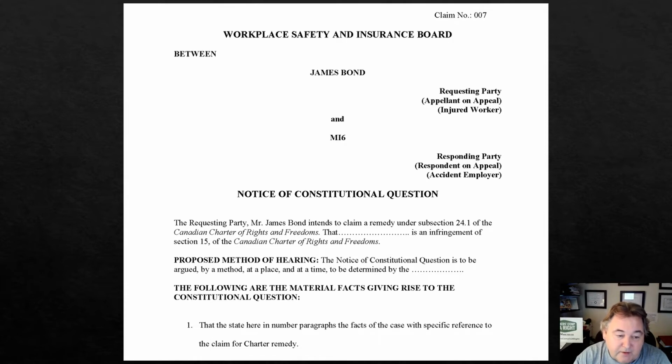Then it says proposed method of hearing. Now in the original form, when you look at the form, it will say oral, video conference, whatever. And then it will say a date and time. Normally you would call the court and say, I'm filing this motion, can I have a date when you hear motions? This is just like a motion. And they would say, yeah, we do it every Tuesday. So then you say be heard on Tuesday at 10 a.m. or shortly thereafter. In this situation, you don't know when, so you would say the notice of constitutional question is to be argued by method and at a place and time to be determined by, in this case, the WSIB's Appeals Services Division, or if it was the tribunal, the Workplace Safety Insurance Appeals Tribunal, right? So that way it's easy to deal with.